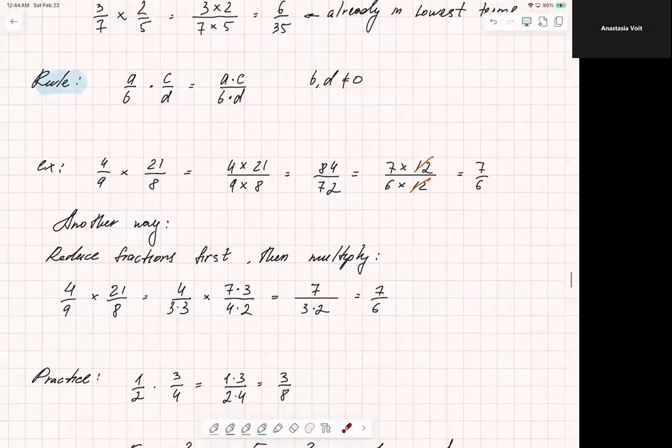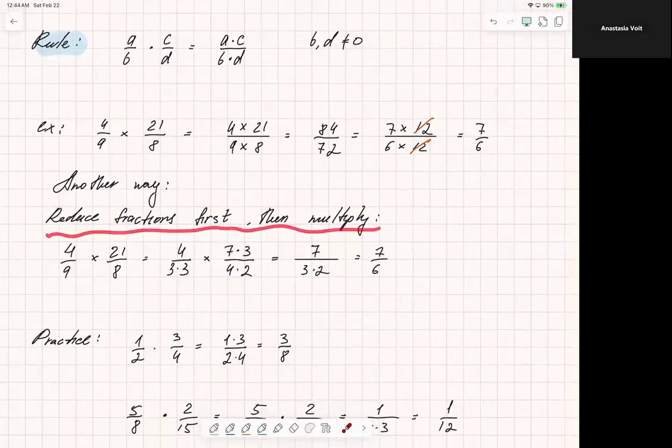Now, another way to do that is to reduce the fraction first and then multiply. Sometimes it might be easier to do the reduction first. So we have 4 over 9 times 21 over 8, exactly the same setup as before. But now we know that 9 and 21 are both divisible by 3. And we know that 4 and 8 are both divisible by 2. So we can reduce the fraction already. Actually, 4 and 8 are divisible not only by 2, but by 4 as well, right?